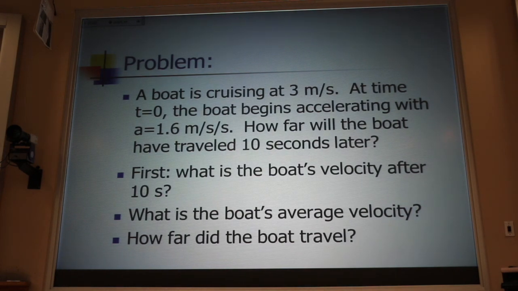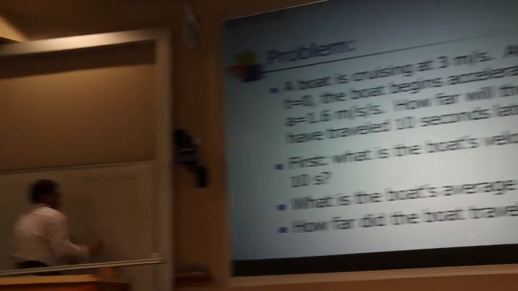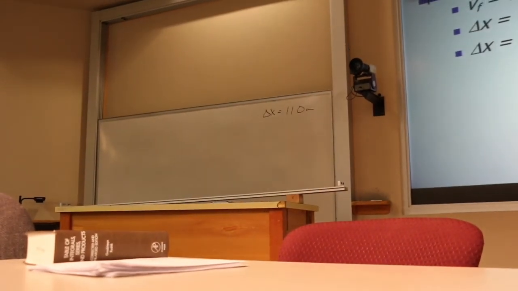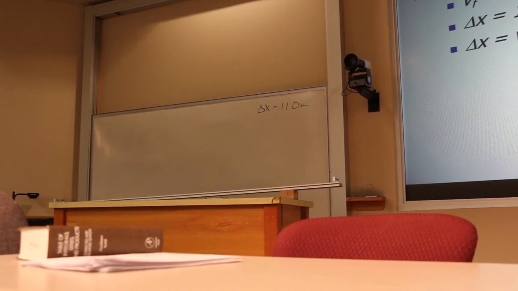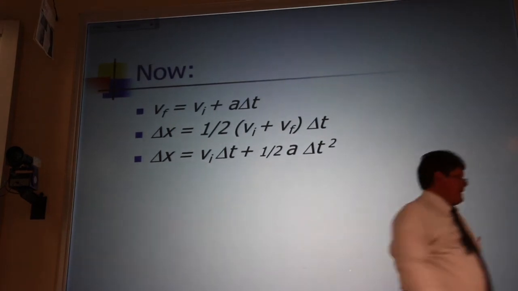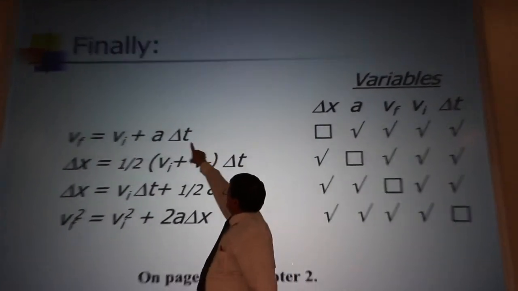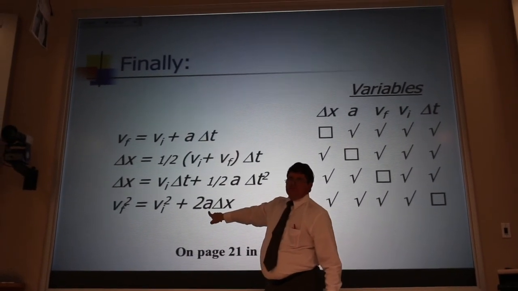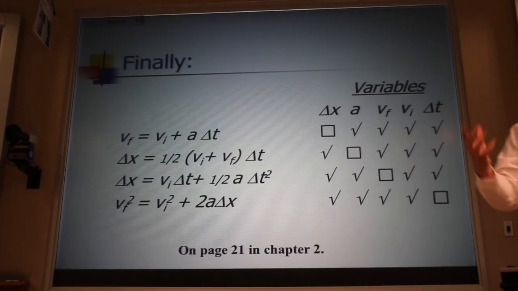Now, let me show you the way without your brain. So we just did it with our brain, and we got an answer of delta x is equal to 110 meters. What we do is we combine the first two equations in such a way that we eliminate V final, and we get this equation. We can also take these first two equations, solve this one for delta t, plug it in there, and we get this equation.